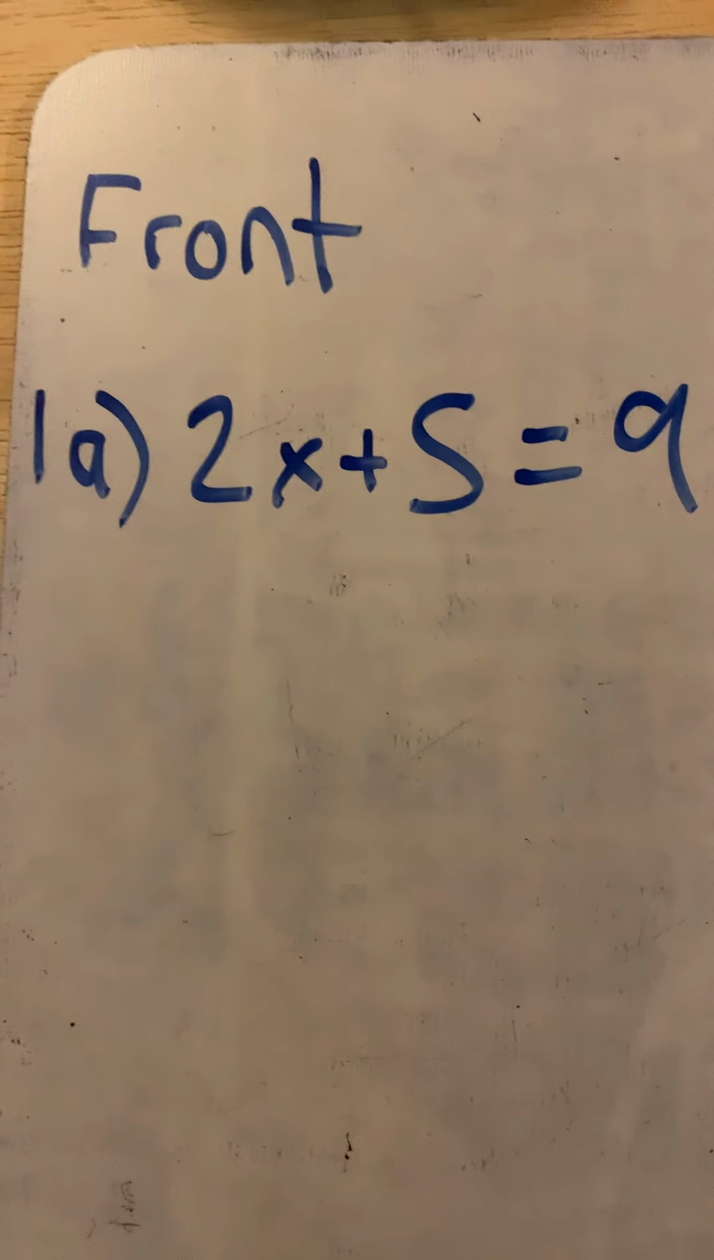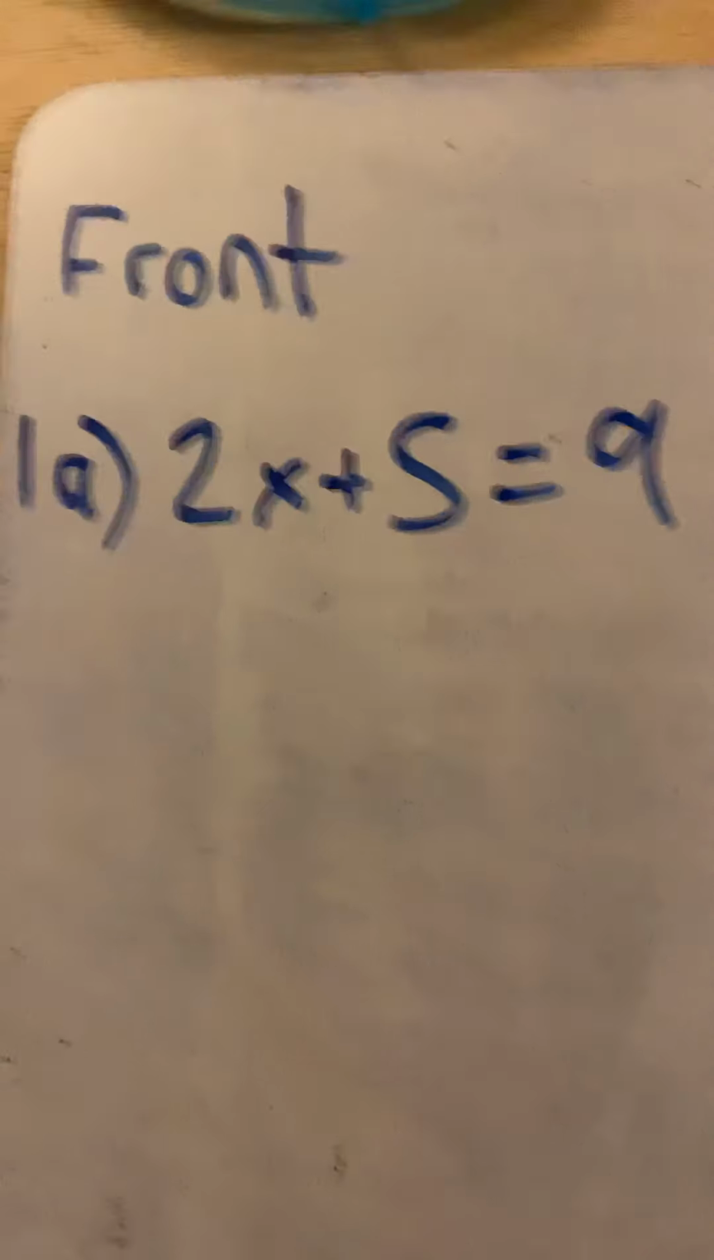I'm going to do the first question on both the front and the back with you so that you have a good idea what to do on this assignment. So I'm going to flip over to my whiteboard. The first question on the front of that worksheet that I gave you today is 2x + 5 = 9.